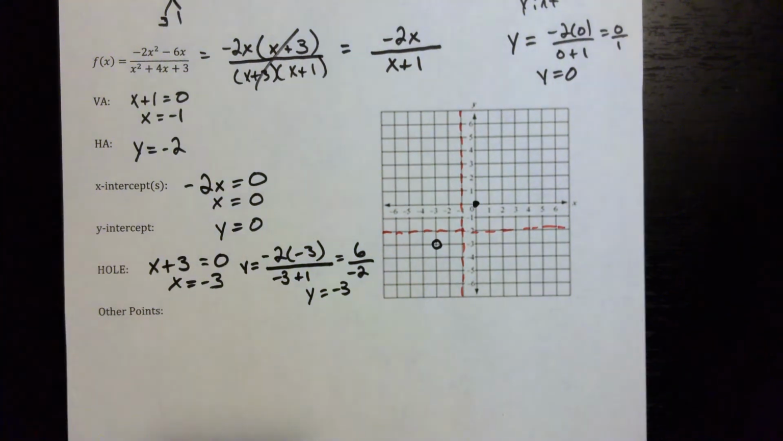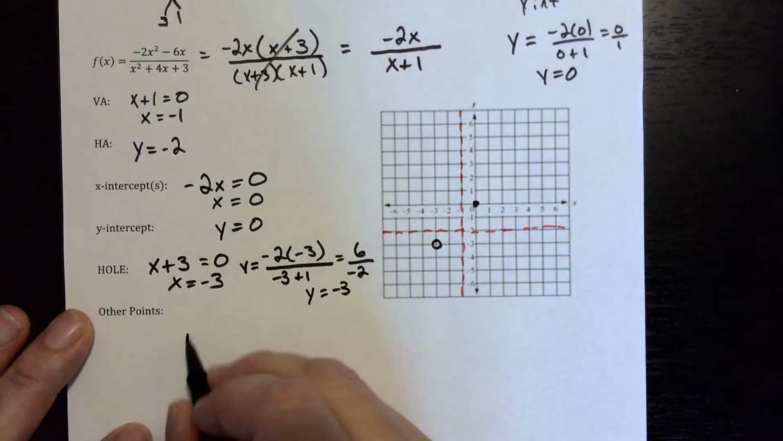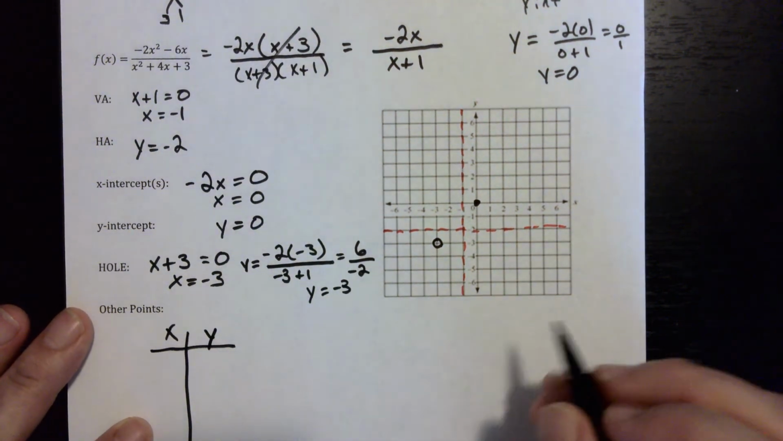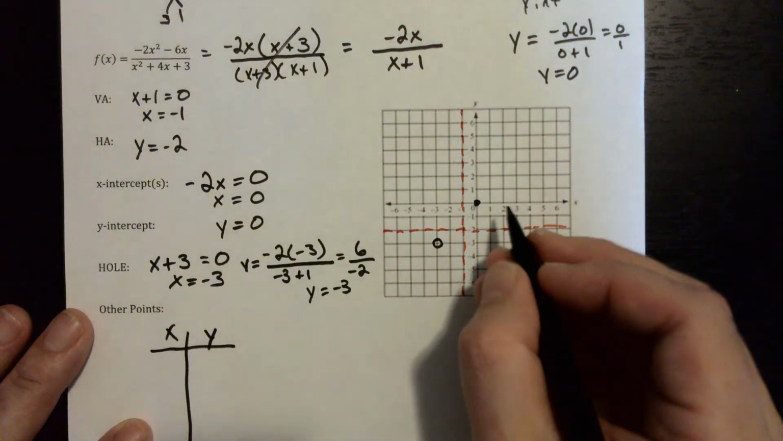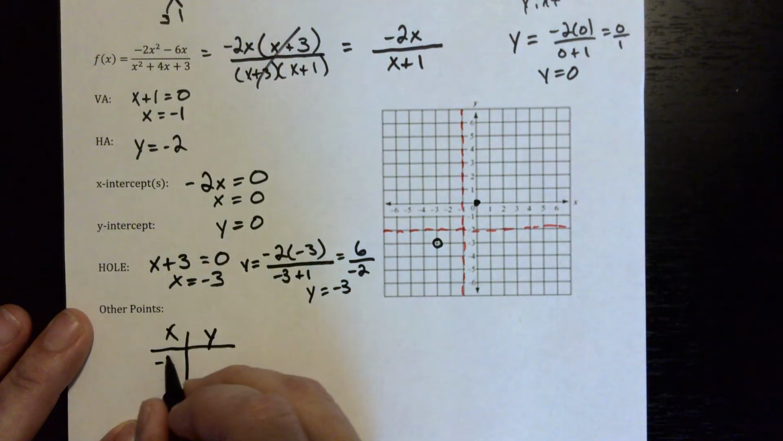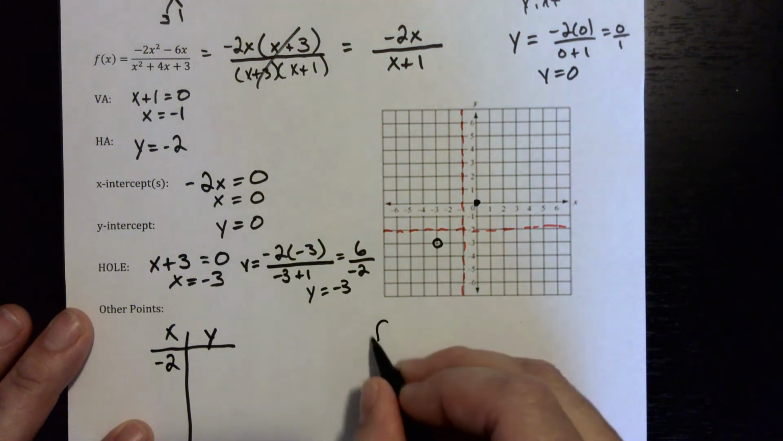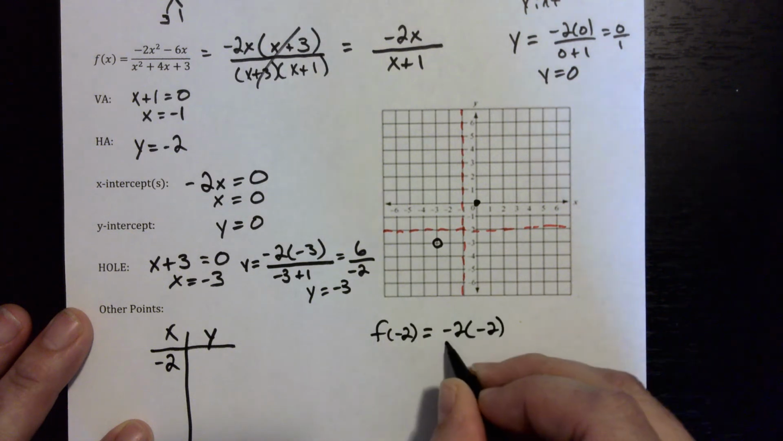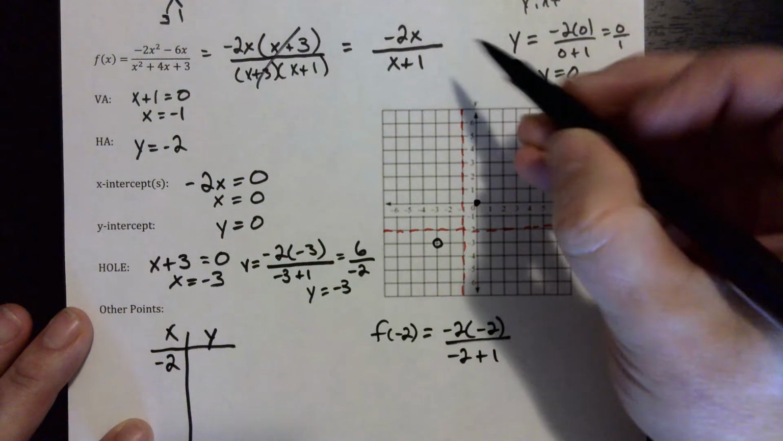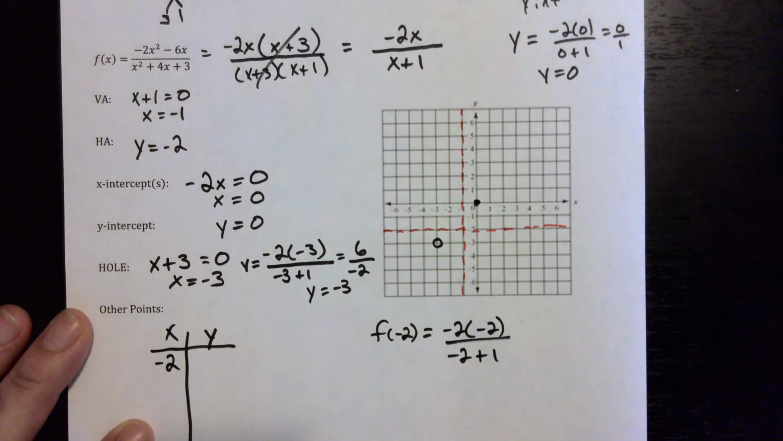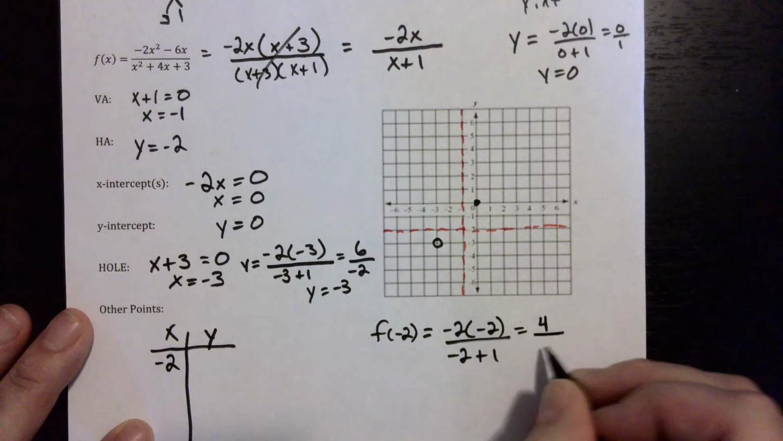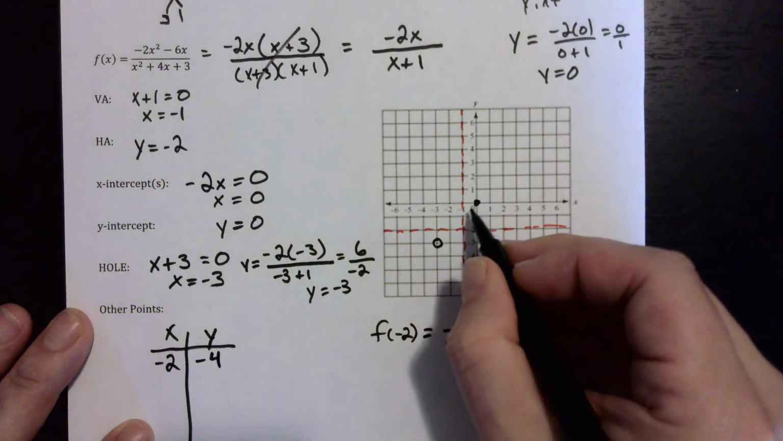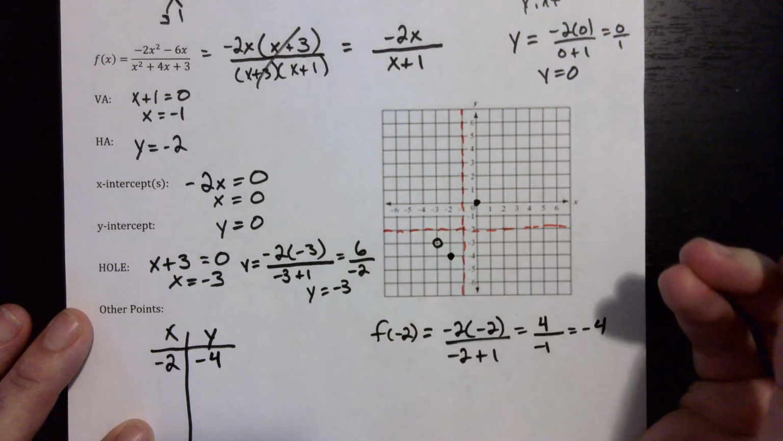So let's get a couple more by plugging in some values. Okay, so our x and y. Let's do -2. I'll plug in a -2 into the simplified function. F of -2 gives me -2 times -2 over -2 plus 1. I'm plugging this into this function right here, the simplified one. So that gives me 4 over -1, which is -4. So I get the point -2, -4. So -2, -4, there's one right there.